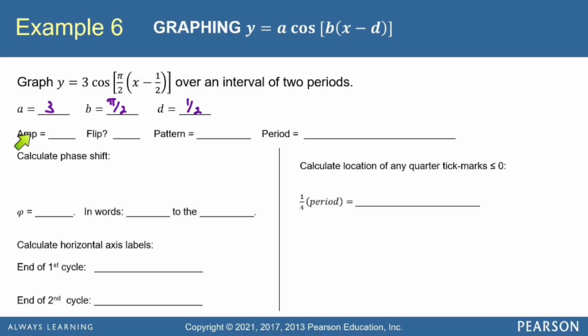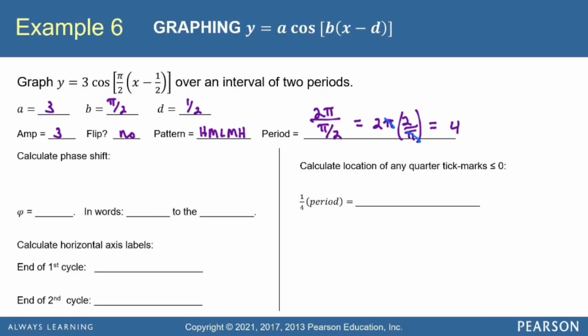Now, since a is 3, the amplitude is 3, and we know that there's no flip involved here. The pattern of the cosine graph would be high, middle, low, middle, high. And the period will be 2 pi over b. So that's going to be 2 pi over pi over 2. So, of course, when dividing by a fraction, that's the same as multiplying by the reciprocal of that fraction. So we have 2 pi times 2 over pi. In this case, the pi's cancel because we have a top-bottom pair, and then 2 times 2 is 4.